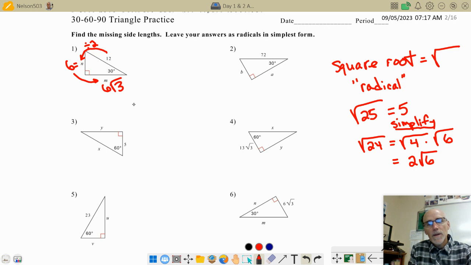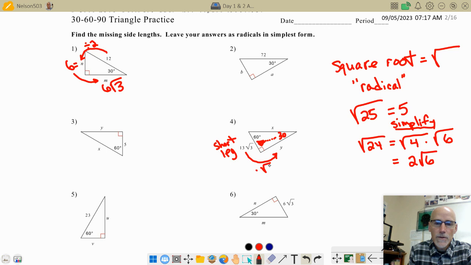Now, sometimes you have a square root of 3 involved. Now, notice this is the 30-degree angle right here, right? So here is my short leg. This is my short leg. That's supposed to be an arrow right there. So this is my short leg over here. And to go from the short leg to the long leg, we multiply by the square root of 3.